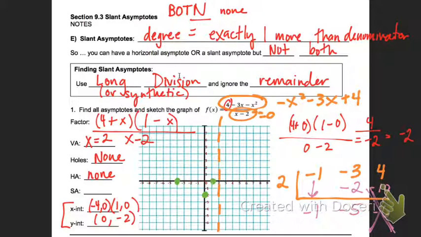It is irrelevant to me. And what is my new equation? This is a line, so y equals negative x minus 5. Good. So my slant asymptote is y equals negative x minus 5. Now, if I were to graph that, I would put my y-intercept at negative 5, and it makes a slant asymptote, just like this.